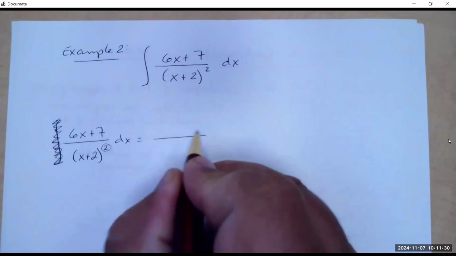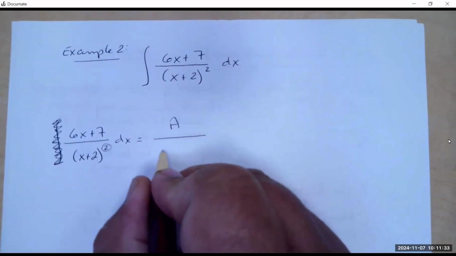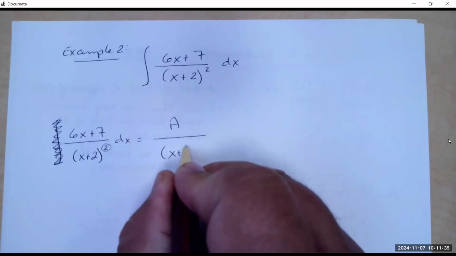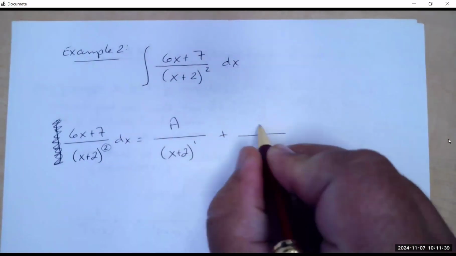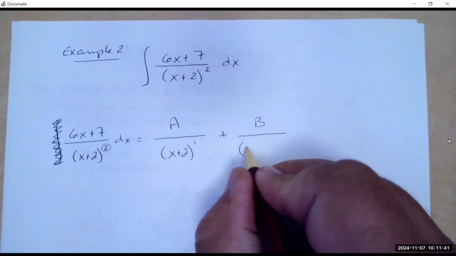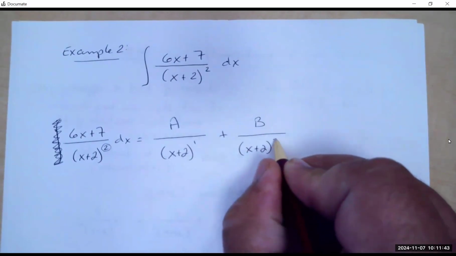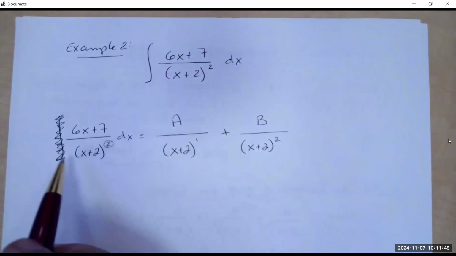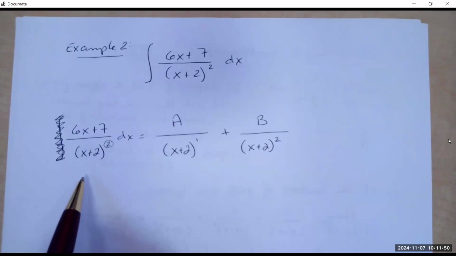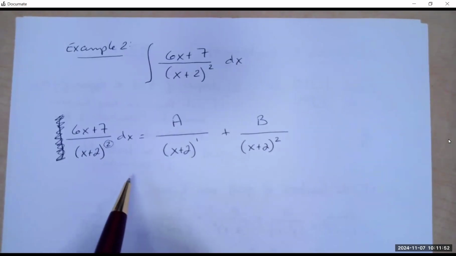So what we're going to have here is one partial fraction that's just A over x plus 2 to the power 1, plus the second one, B over x plus 2 to the power 2. Can we have multiple or different types of denominators? Or can we have the quadratic and linear? Yeah. There is no limit of what we can have.